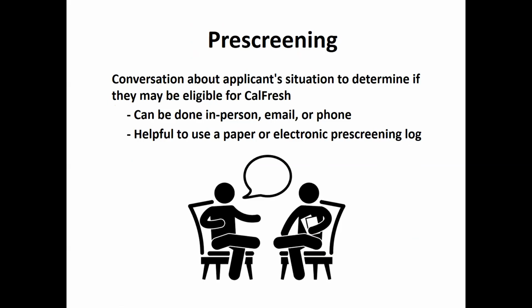The pre-screening really is what happened after we engage the applicant and they are interested in applying for CalFresh. Prior to submitting an application, we like to pre-screen the applicant to make sure that they look to be eligible for CalFresh. The pre-screen is a conversation starter about the applicant's situation, and it really helps us gather the information that will go into the contact sheet. Pre-screening can be done in person, by email, or by phone. So now we will pull up the pre-screening log.